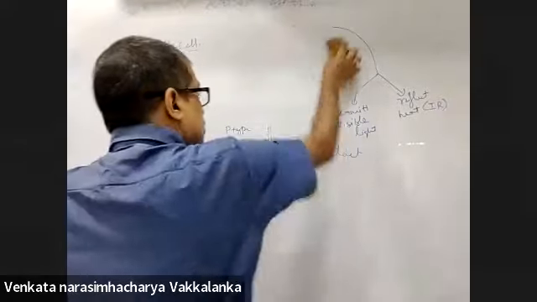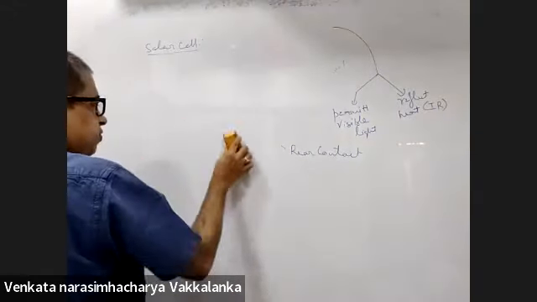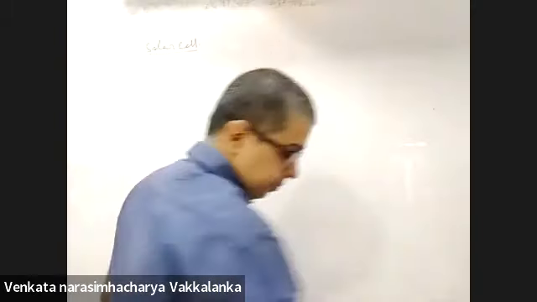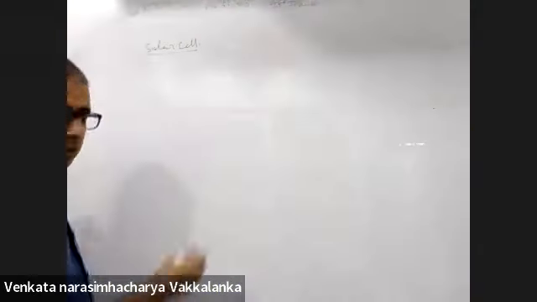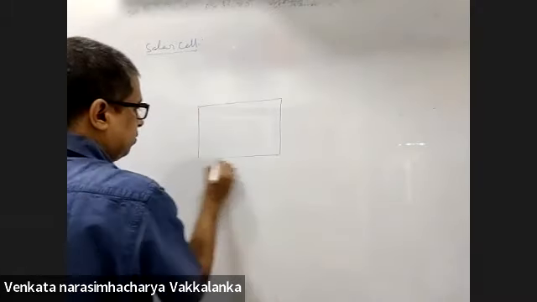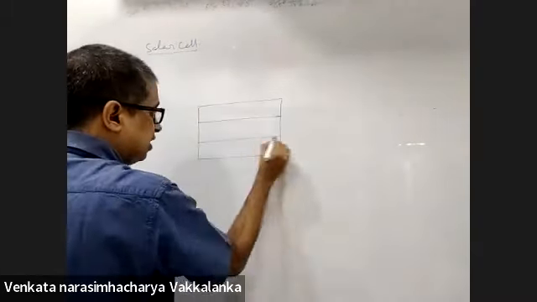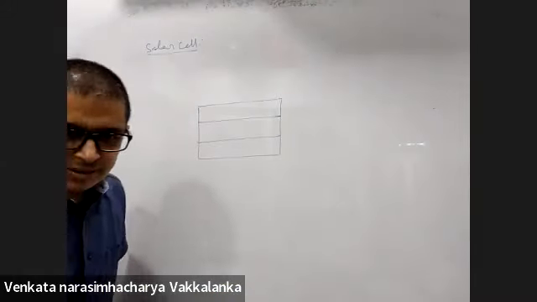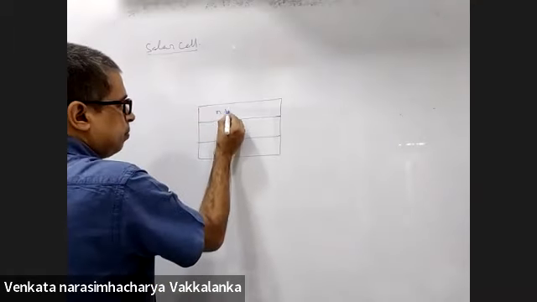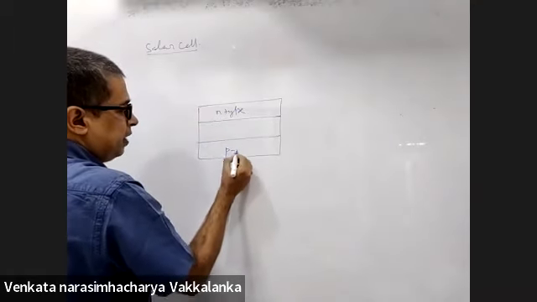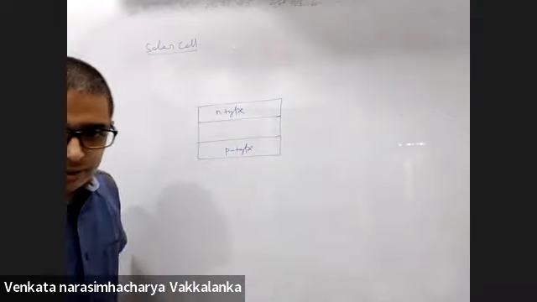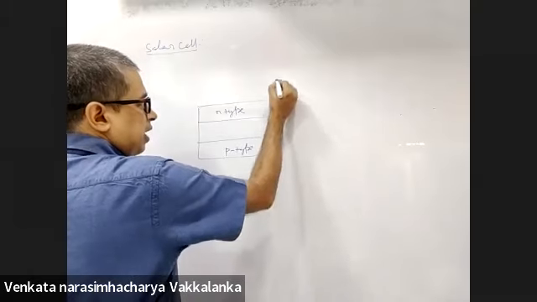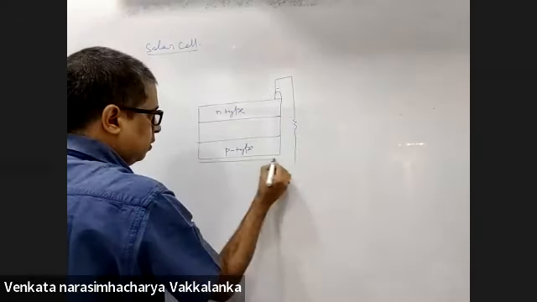Now this is the construction diagram for solar cell. Right. This is the working diagram. Have a look at it. It will have a larger depletion area. Right. This will be N type. This will be P type. Front contact, rear contact.